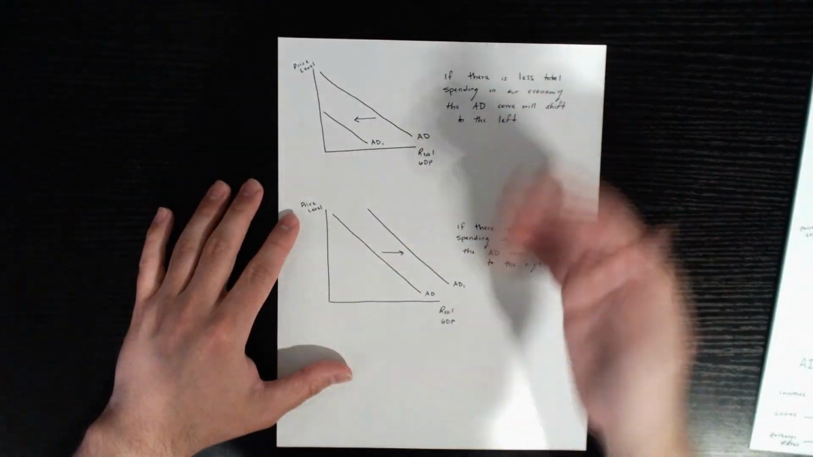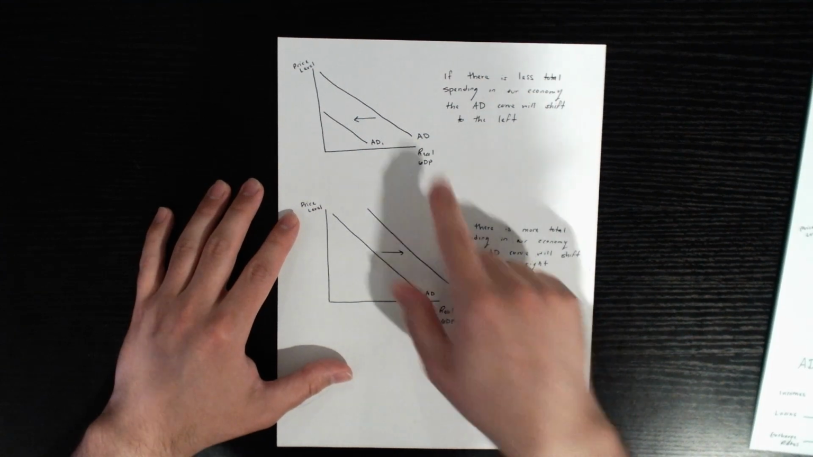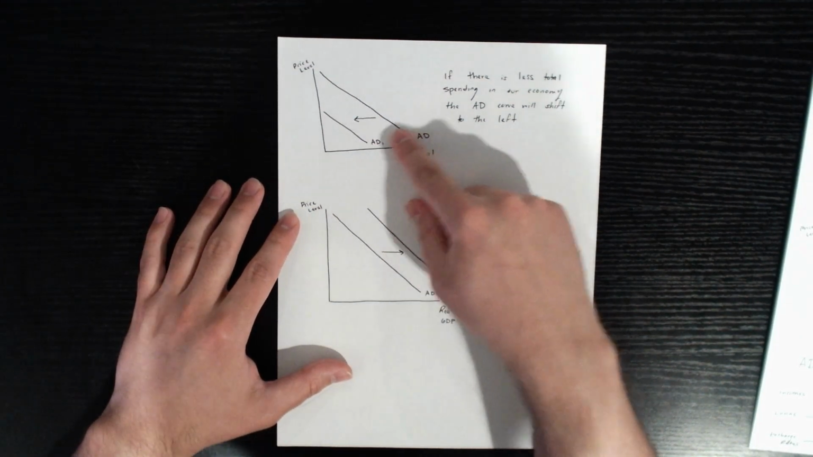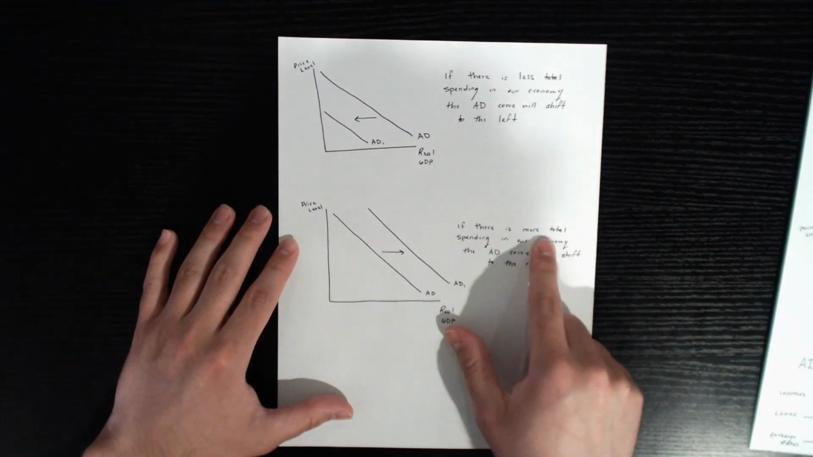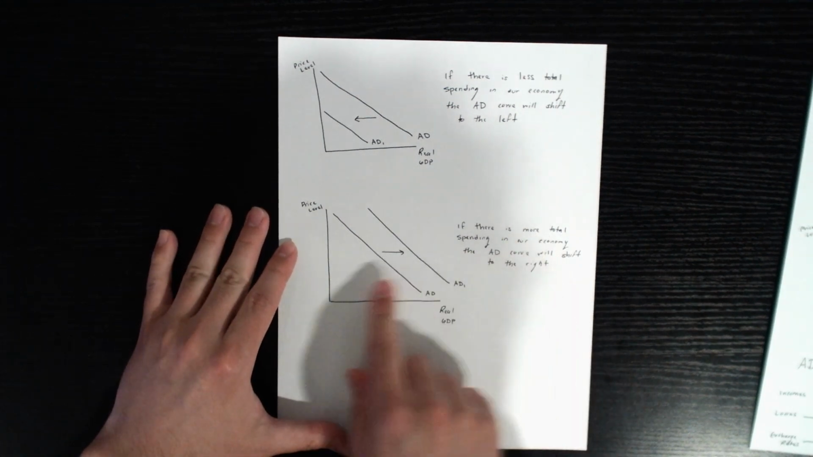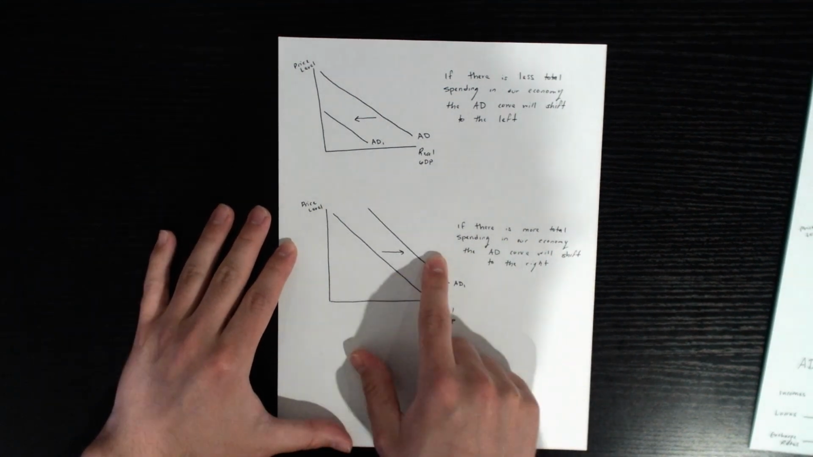If there's less spending in our economy, then the aggregate demand curve is going to shift to the left. And if there's more spending in our economy, then the aggregate demand curve is going to shift to the right.